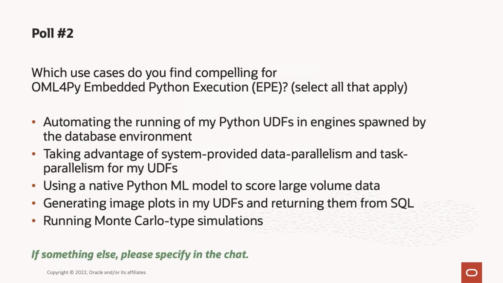Okay, we seem to have a good jump for using a native Python machine learning model to score large volume data is really predominant at 74%. We have running Monte Carlo type simulations, about 25%, 41% just like the idea of being able to automate the running of their Python UDFs in engines spawned by the database environment. And about half think that taking advantage of system-provided data parallelism and task parallelism is really important as well. Not so much for generating plots. Only about 8 or 9% of the people are responding in that category.